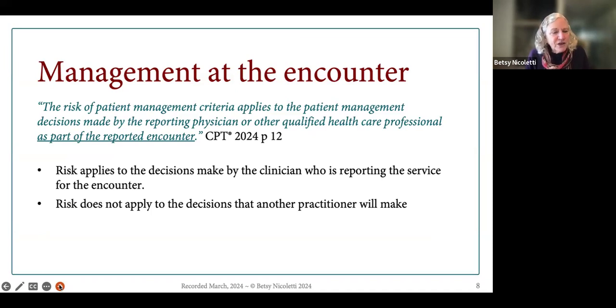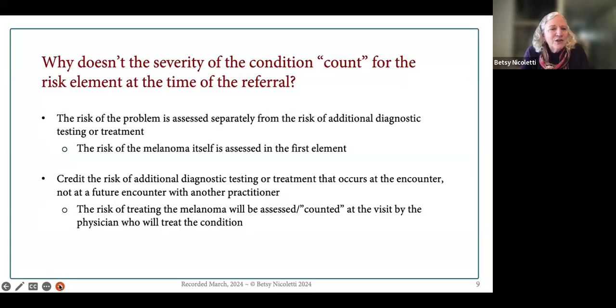The risk of patient management criteria applies to the patient management decisions made by the reporting physician or other qualified healthcare professional as part of the reported encounter. So the risk that is being made by the clinician at that encounter. So why doesn't the severity of the condition count for the risk element at the time of the referral?